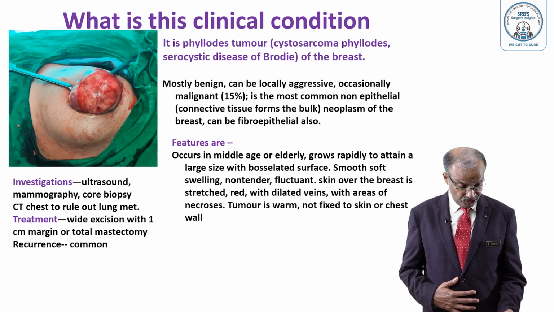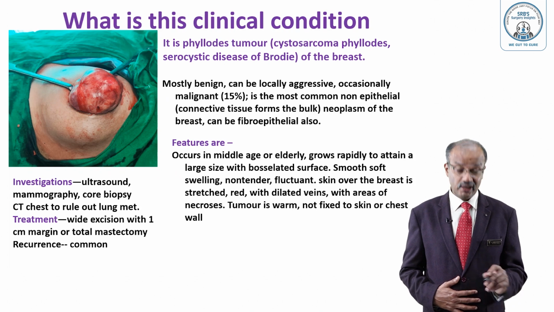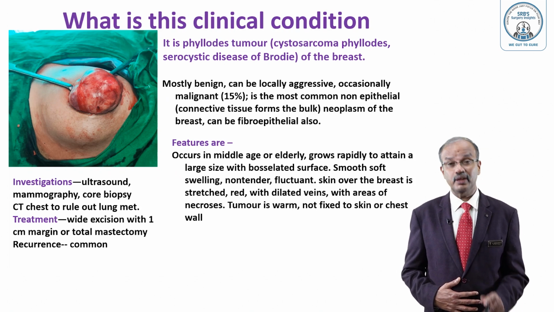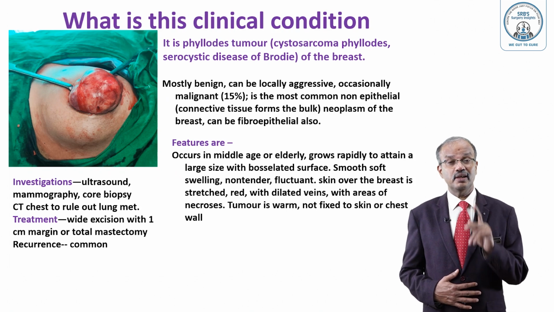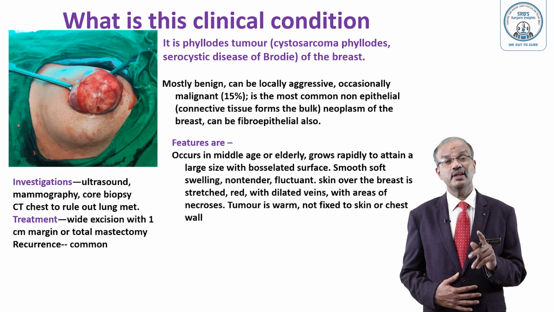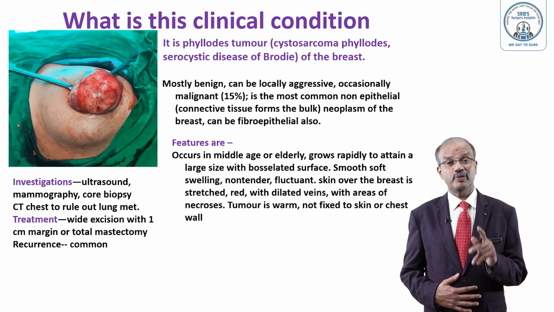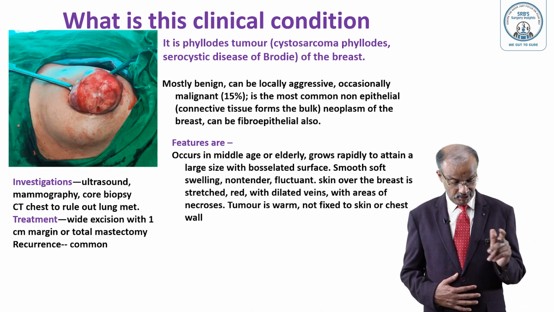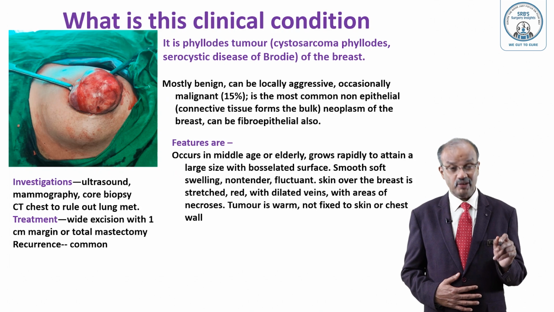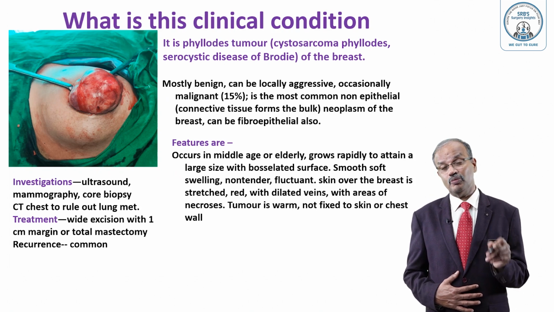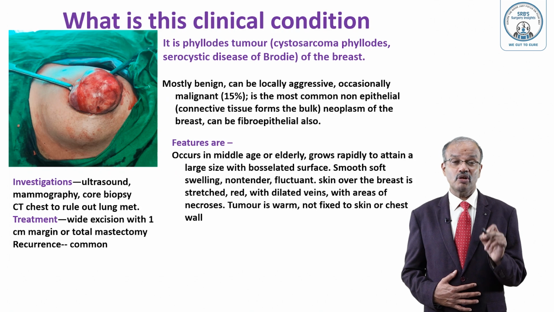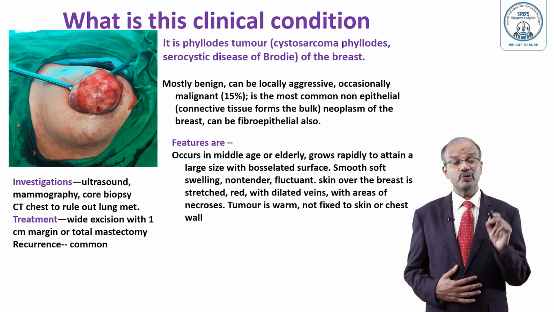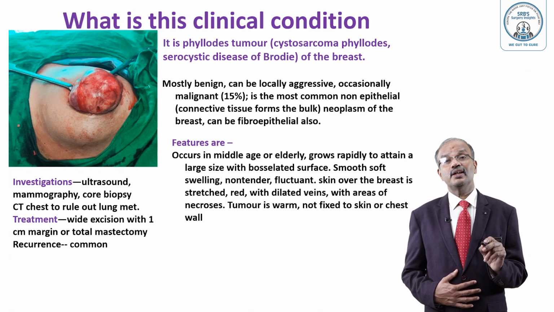So wide excision with a 1 centimeter margin, or for recurrence or a very large one, total mastectomy is the treatment. And remember, send it for histology. Regular follow-up, yearly or once in 6 months, clinically and sonologically, is very, very important. And if wide excision is not feasible or possible, then you should go ahead and do the total mastectomy. Again, lymph node involvement is not common. That's why lymph node dissection is not necessary in case of Phyllodes tumor.